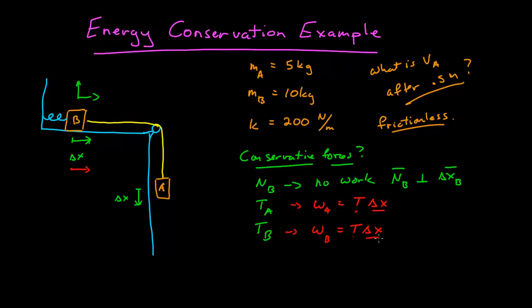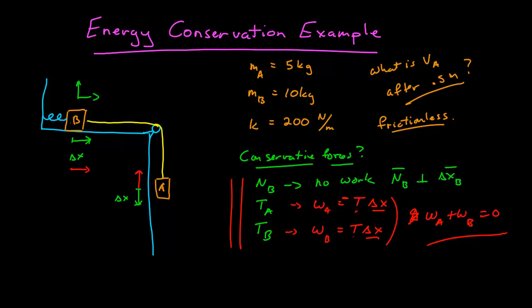Now, the magnitudes of the displacements are the same, but for A, the tension is in the opposite direction of the displacement, so the work is negative magnitude of the tension times the magnitude of the displacement. So the net work, work of A plus work of B, is equal to 0. So for this system of the masses A and B, the only work being done is done by conservative forces. The non-conservative forces do not do any work on the system, which is the combined system of the masses A and B.